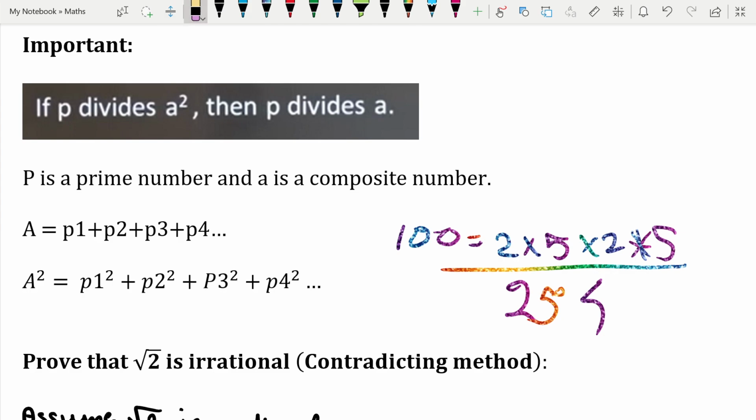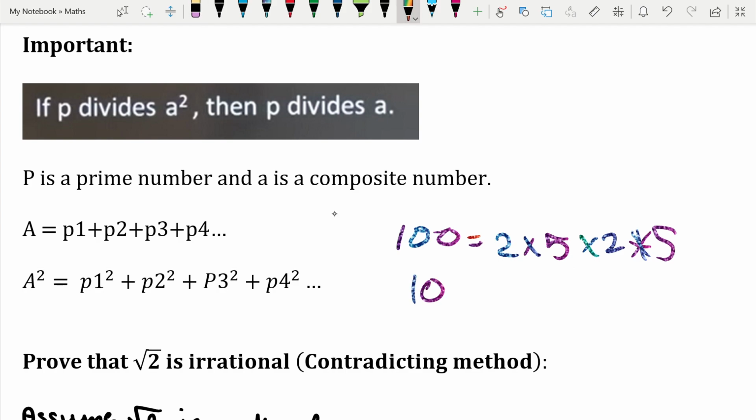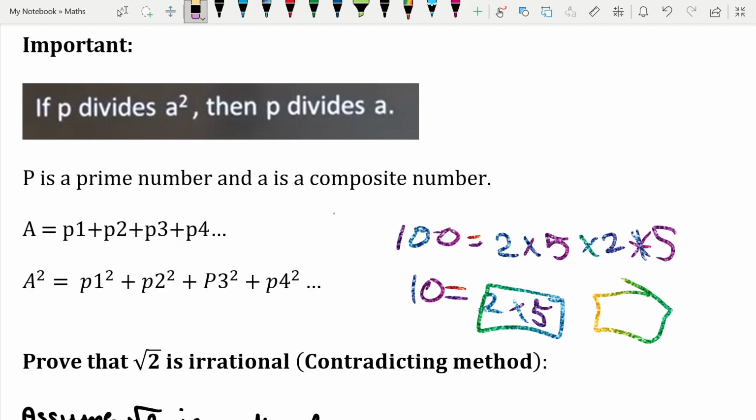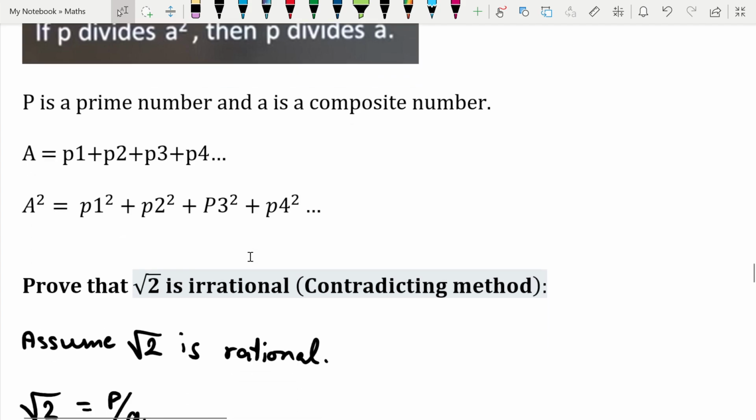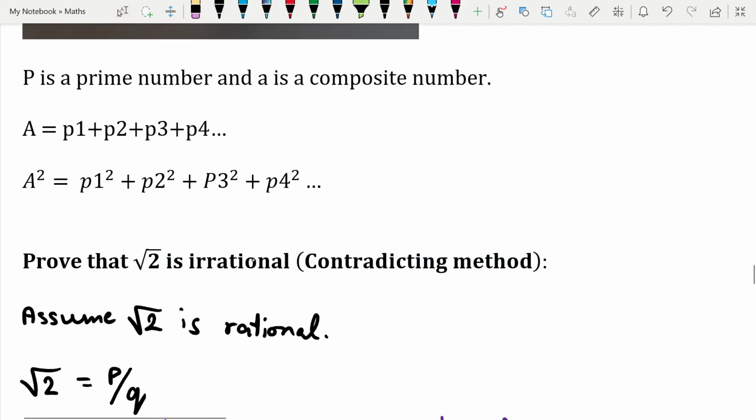So we can see that 10 is equal to just 2 times 5. We can see that 100 is going to be the same thing times itself. So we're always going to have the same factors. So either way, 2 will divide 100 and 10, and 5 will divide 100 and 10. So that's what we're talking about.